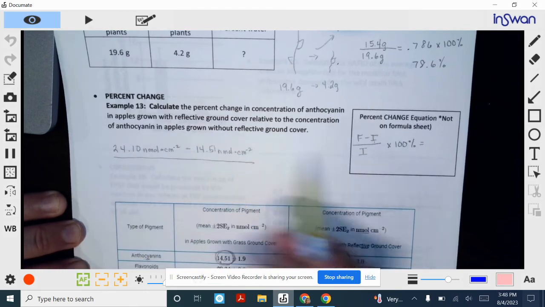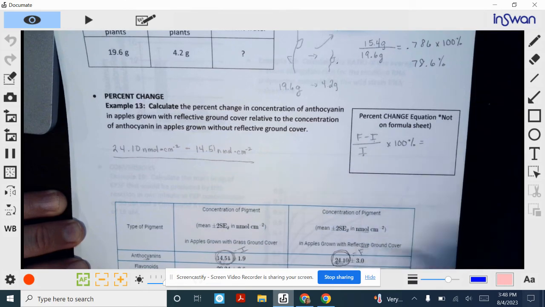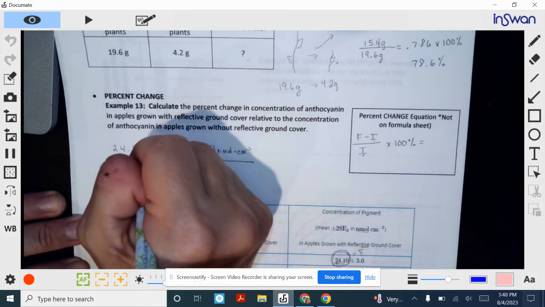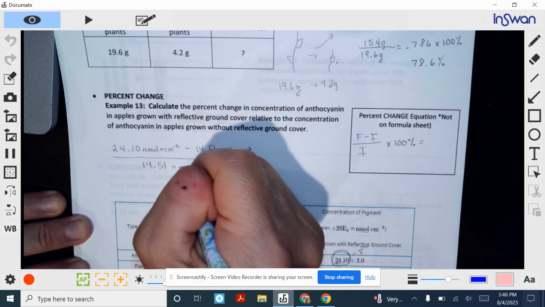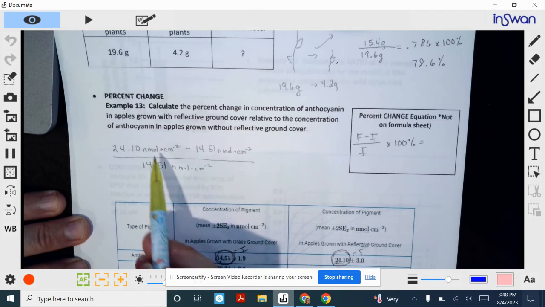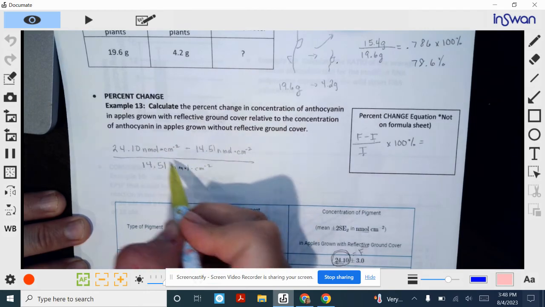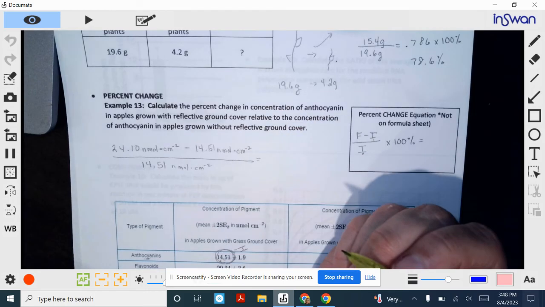Divided by, remember we said this number was my initial and this one is my final. Started at this and then went up to that. So I just need to put that number again at the bottom, 14.51. Here's my units. You're doing percent, right? See how my units, high and low, are all the same? So that's why it's going to cancel out. We're not going to have any units except that percent.